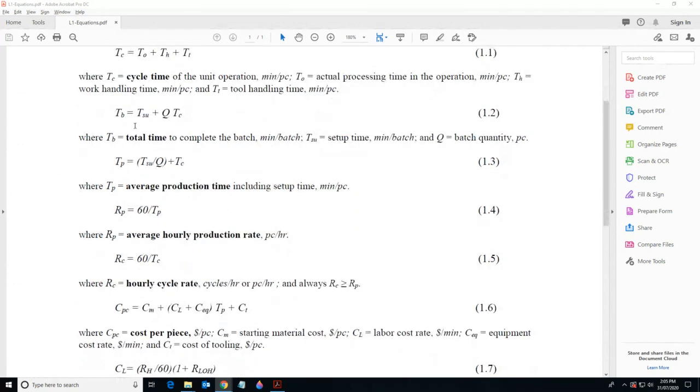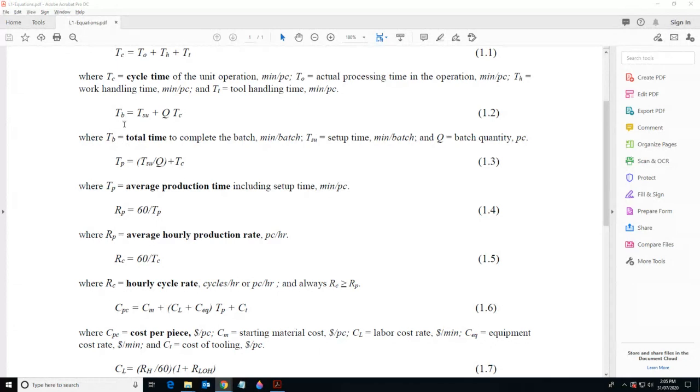In this equation, TB is the time that is needed in order to process one batch of the parts. As we had in the lecture, parts sometimes are produced in the form of batches, and each batch includes a certain number of parts, say 50, 100, or whatever it is, depending on the size and shape of the part, and also on the capabilities of the machining equipment.